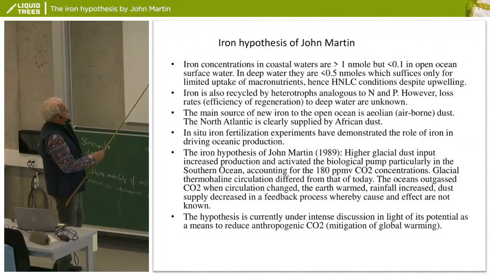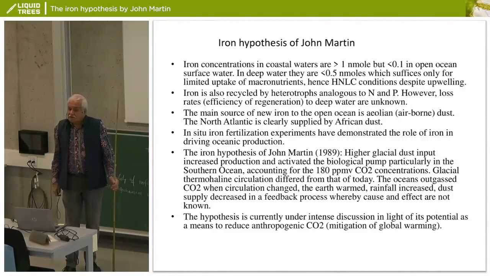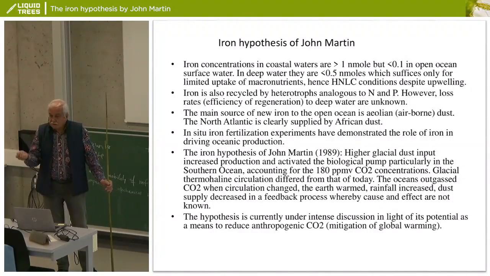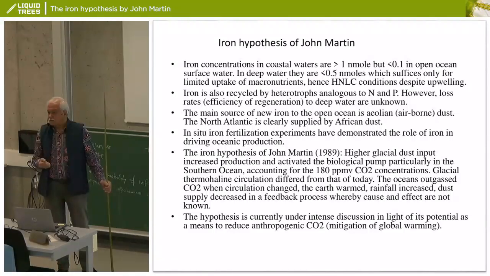So the iron hypothesis of John Martin, that I showed you those ups and downs of the glacial-interglacial CO2 cycles, right? And when those data came out in the late 80s, it also came out that there was more dust during the glacials. So when CO2 levels were low, there was also more dust. I'll show you some more diagrams. And John Martin postulated that it was the iron in the dust that brought the CO2 concentrations down by increasing the productivity of these HNLC areas. So he postulated that it was the HNLC areas of the ocean that were taking up the CO2.